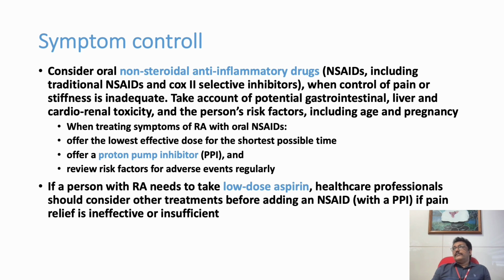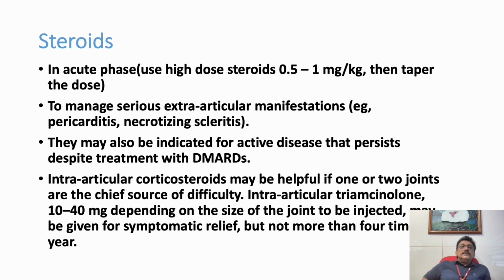So paracetamol is a safe drug. 1 gram TID can be given in most of the patients. Other one is steroids. We can start steroids, either high dose 1 milligram per kg body weight steroid can be started instead of NSAIDs, so that the joint destruction, inflammation, all can come down. But we should remember that they have their own side effects.